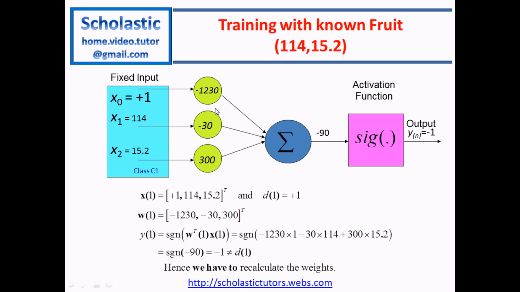Now when you calculate this using this input vector, you can see what's happening, because this is the input vector of a known fruit. Bear in mind that what we are doing is training the neural network. To train it, you send this through the weight vector and calculate the input of the signum function. What is coming out is -90. This should have been positive, because we have a fruit that belongs to class C1. The desired output for class C1 is +1, and to get +1 we should have a positive value here. So we have a problem, and we have to retrain. Hence, we have to recalculate the weights. For class C1 the output should be +1, but what we got here is -1.